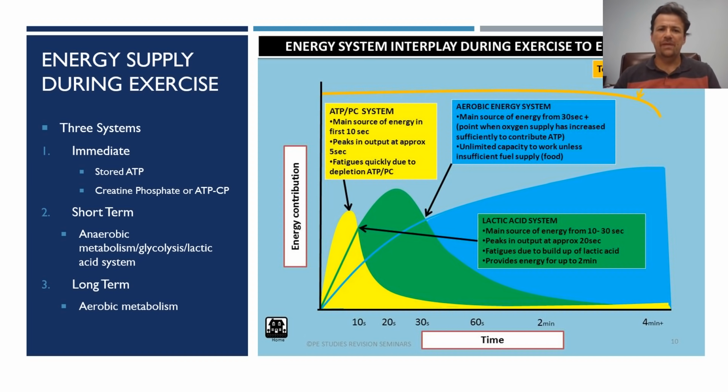But that system is very, very limited. It activates immediately, but it peaks within about 5 seconds. And within 10 seconds, it's quickly depleted and fatigued. At best, if you're Usain Bolt, it will allow you to finish a 100-meter race. So we have to move on from our immediate term stores to what we call our short-term stores.